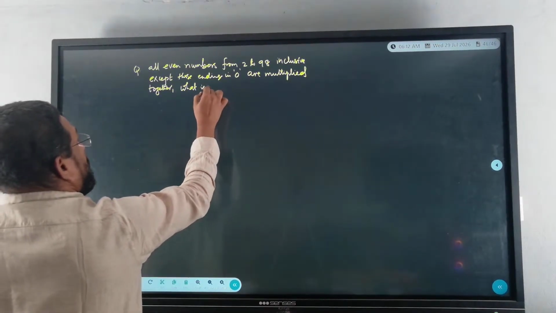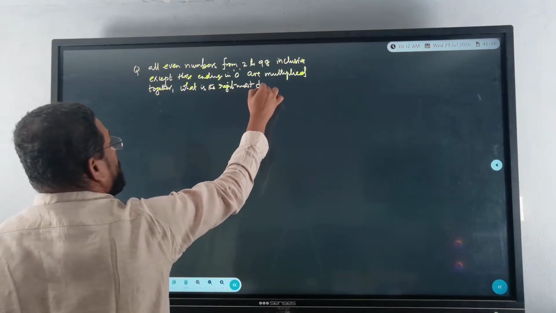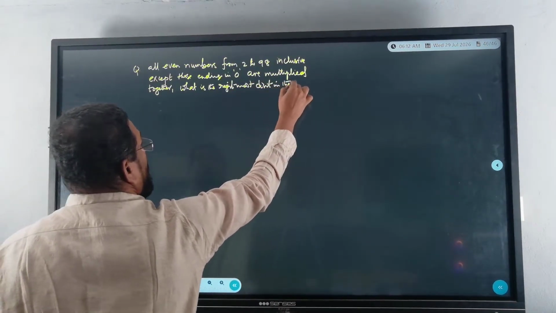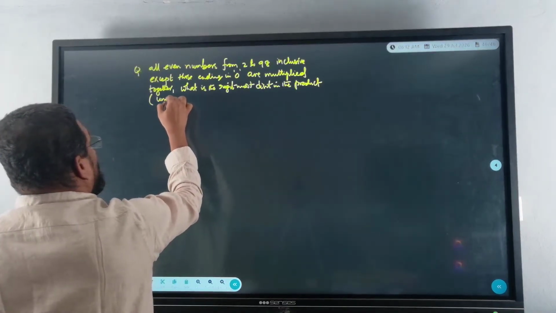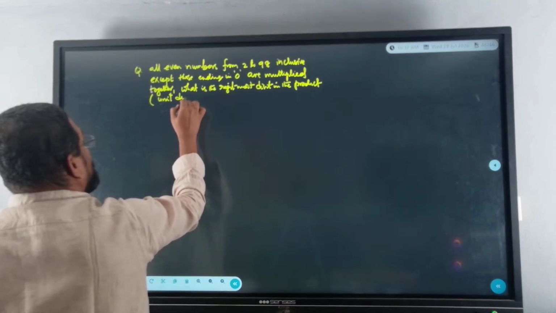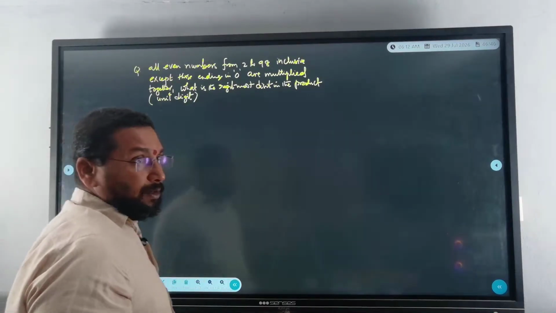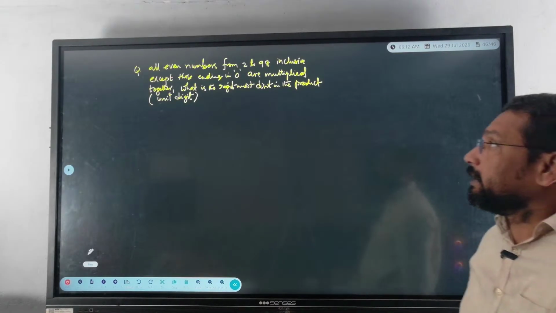Try it. What is the rightmost digit in the product? Nothing but the unit digit. So try it.